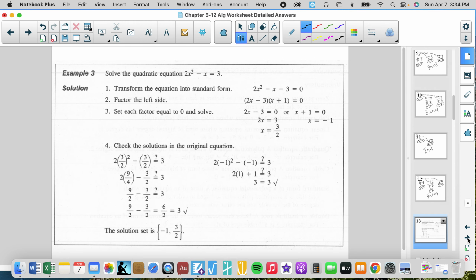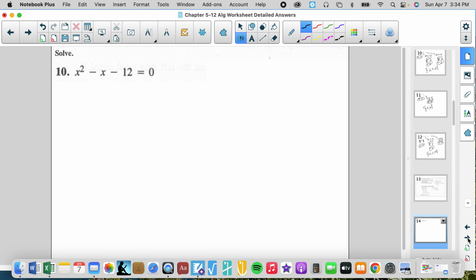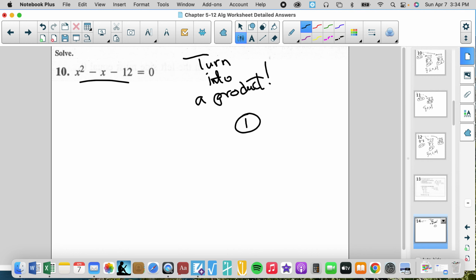Now, okay, so here we have, now we're going to go through our criteria again, because we have this polynomial that's being added and subtracted. So we've got to factor. We've got to turn it into a product. So number one, remember my list of things? First one is actually going to be set equal to 0. So it is set equal to 0.